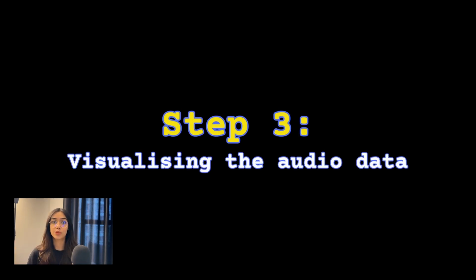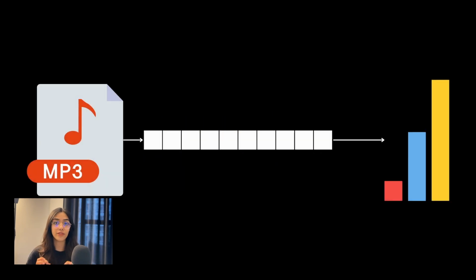Step 3 is to visualize. Now that we have this array of data in terms of numbers, we'll then be using this array to plot a chart with the help of the Canvas API.